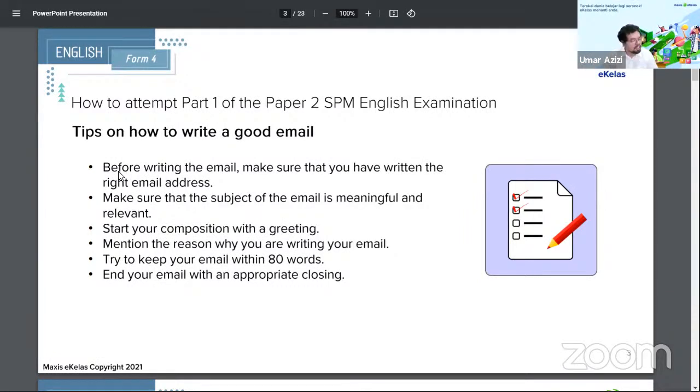4, mention the reason why you are writing your email. Again, because it's a permanent document, it's important to say why you're writing it. I am writing to you because I want to order your cookies. I'm writing to you because I miss you a lot. I'm writing to you because I need to discuss something very important and I needed to have a record.